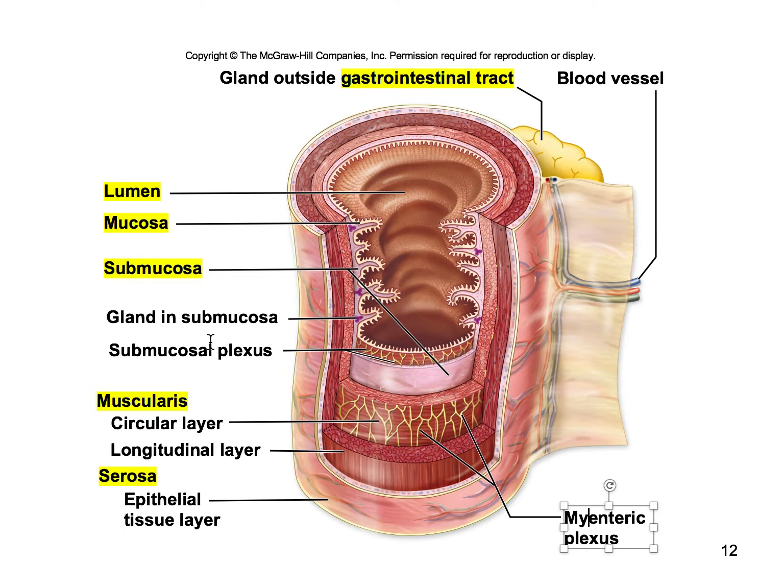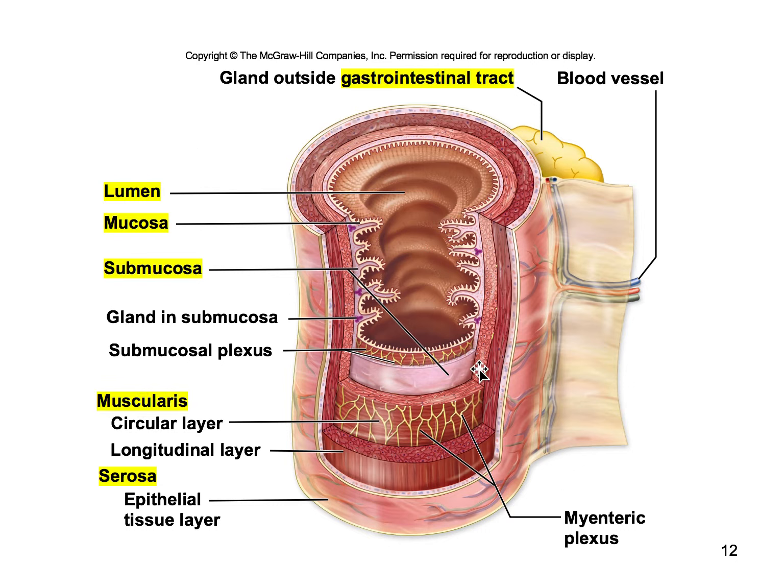These plexuses, the submucosal plexus and the myenteric plexus, are nerves. They are nerves that control the contraction and relaxation of the entire gastrointestinal tract. Keep in mind that the muscularis, like the name implies, is muscle. So muscles can contract and relax, and as they contract and relax, they help food move throughout the gastrointestinal tract.